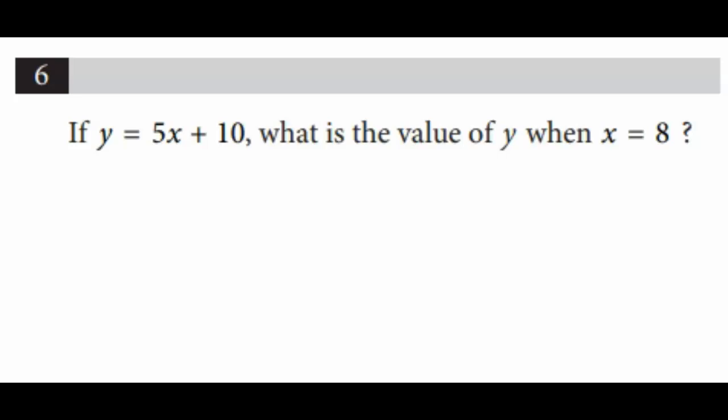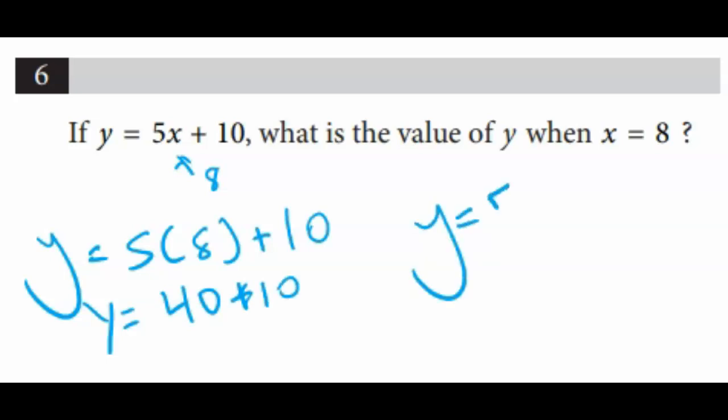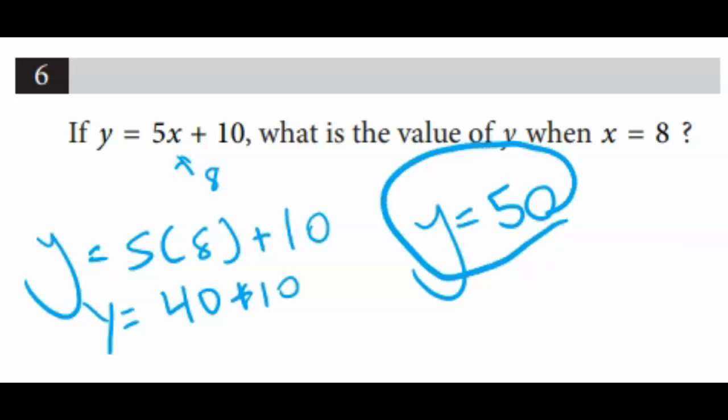All right, simple enough. We just got to plug 8 in for x. So we get y equals 5 times 8 plus 10. Y equals 40, because that's 5 times 8, plus 10. And we get y equals 40 plus 10, which is 50. So that's going to be the correct answer choice for number 6.